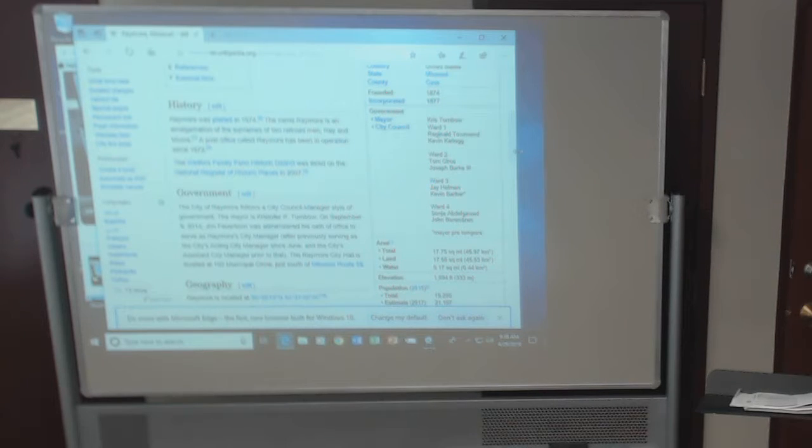Well, the Raymore zip code is 64083, and someone said the Postal Service was thinking about changing that so that the Belton post office would service Raymore, and the people in Raymore got all bent out of shape and said, no way, we're not giving up our post office.